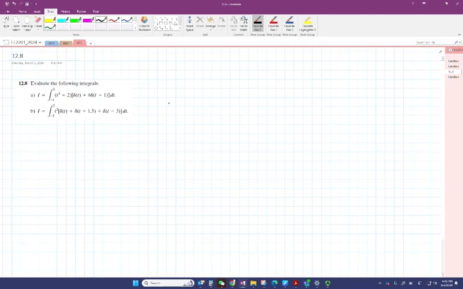Okay, so let's look at this question. Before we evaluate this integral, we will talk about a delta function. The delta function is an ideal imaginary function. It's called an impulse function.